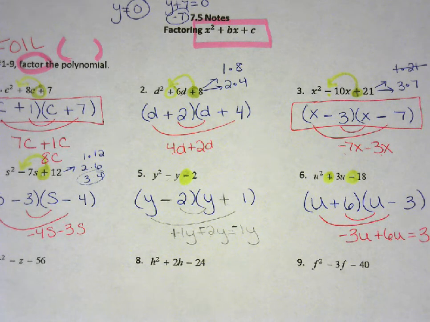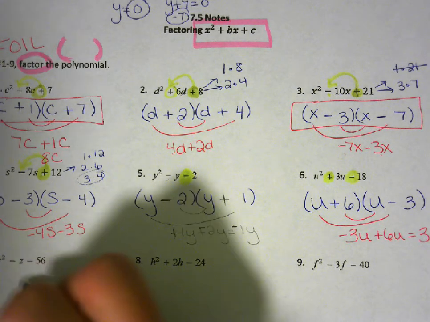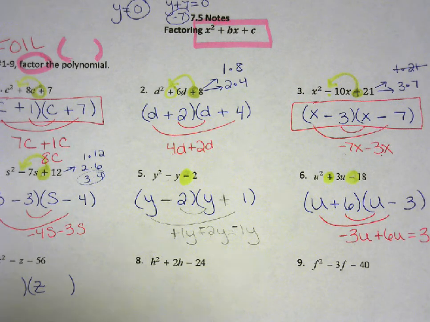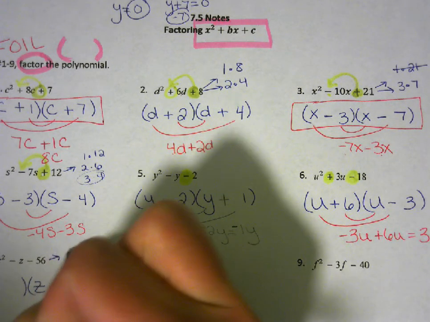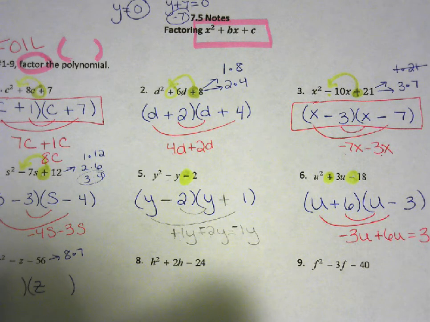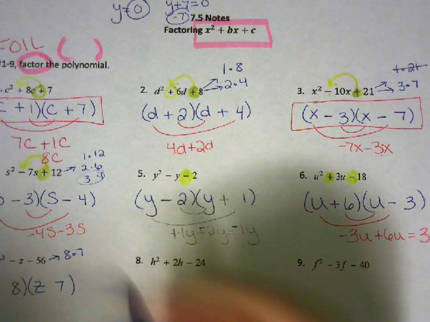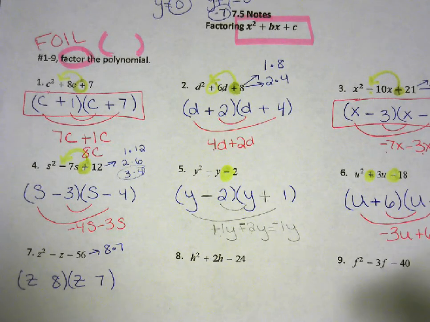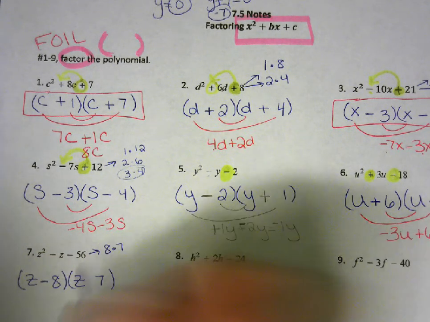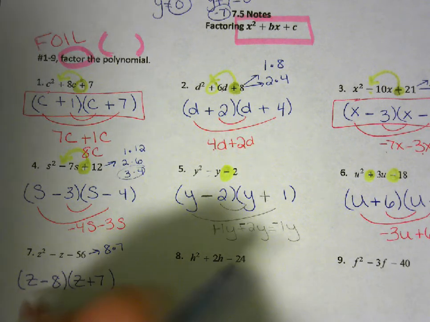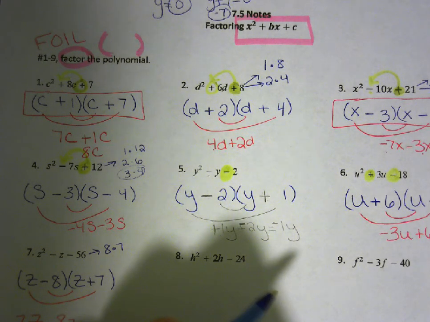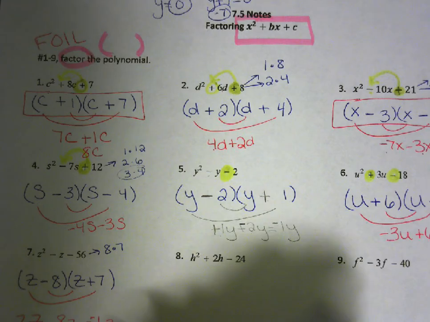All right, number 7. I've got Z and Z. Ooh, 56. I got to think about 56. Probably going to be 8 times 7 because that gets me down to a 1. So 8 and 7. And remember, my signs are going to alternate. And this goes with the bigger of the 2. Sorry, kind of off your screen here. There we go. So this is going to be a minus 8 and a plus 7. And I'm just going to quick check. That'll be a 7Z. And that'll be a negative 8Z, so that's a negative 1Z. And so I know I've done it right.